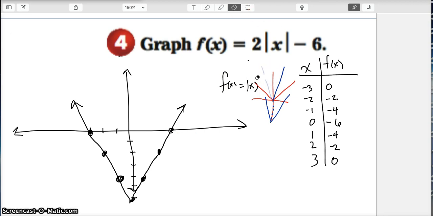If that does not make sense because you've never seen parent graphs and translations of graphs, that's definitely something we want to cover and talk about. So you guys can give me some feedback and let me know if that made sense. If not, definitely plug and chug. Go ahead and plug in the points so you can graph your function.